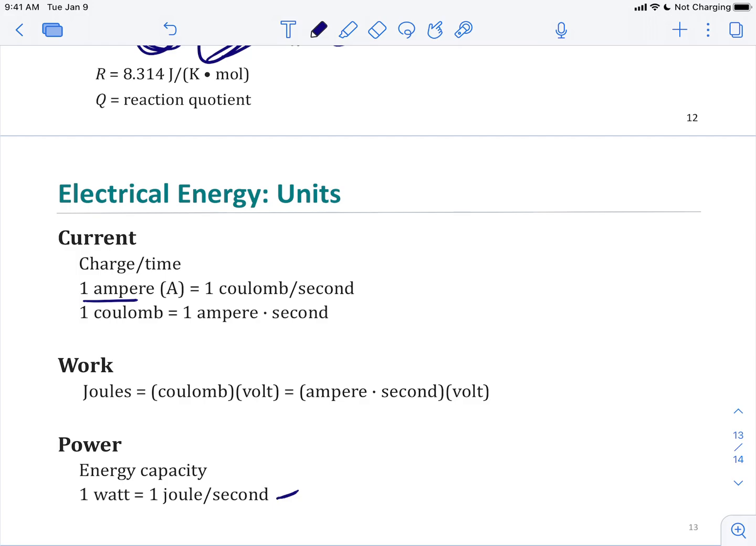Joules are your work. They're your G, right? That's our work. We always use kilojoules a lot for G. And it's a coulomb volt. So since a coulomb is an ampere second, times a volt is a joule. And a watt is a joule per second. And that's what I meant by a 60-watt bulb. It uses 60 joules of energy every second.